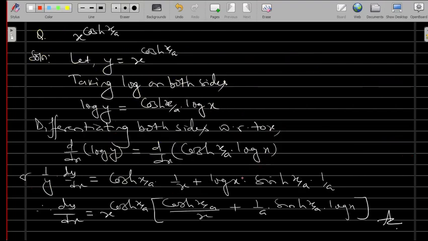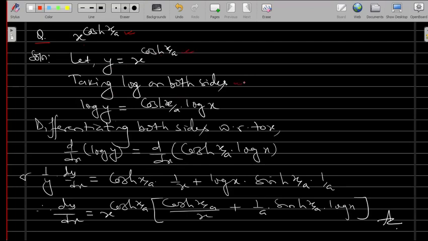Now the next question is: find the derivative of x to the power hyperbolic cos x by a. If some power is given, then our tradition is we take log, and you have to remember that part. So suppose y equals x to the power hyperbolic cos x by a.